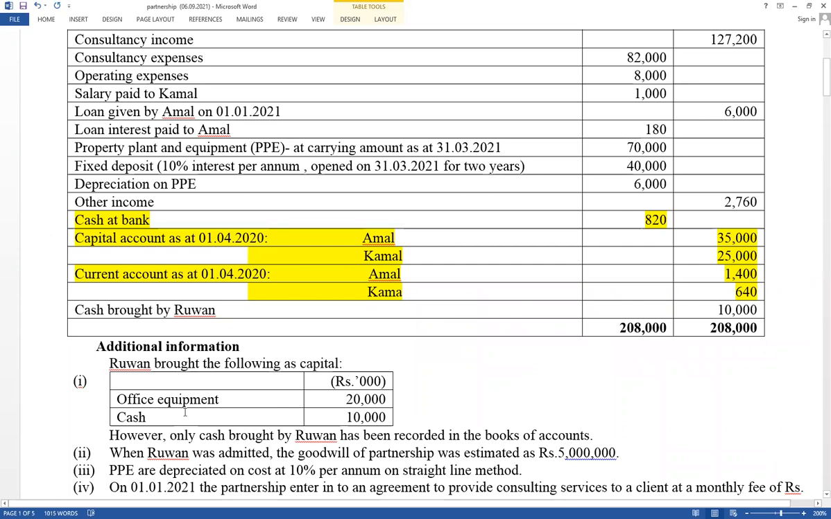It has also been given that office equipment of 20,000 was brought by the new partner. It has not been recorded. As capital, Ruwan introduced office equipment also. What is the double entry? Property, plant and equipment account debit, capital account credit. It has not been recorded. Therefore, this value of 20,000 also goes to property, plant and equipment account debit, capital account credit.